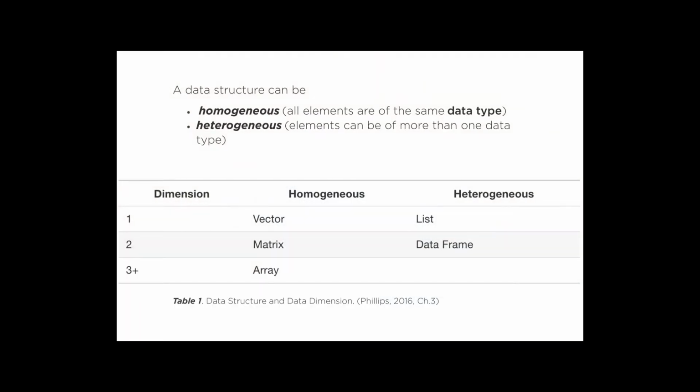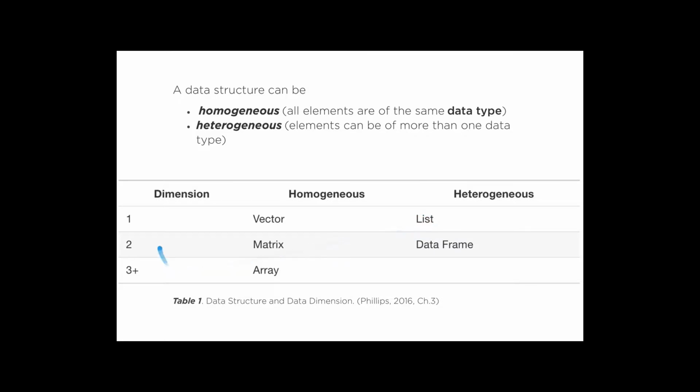Data structure can be homogeneous, where all elements are of the same data type. And we discussed data types in our previous lecture. Data structure can be heterogeneous, where elements can be of more than just one data type, a mixture. So look at the dimensional level, one-dimensional level. Homogeneous data represent vectors. Heterogeneous data represent lists.